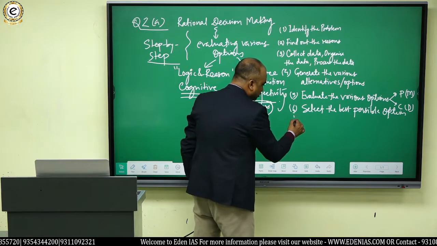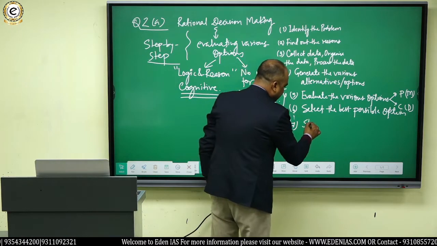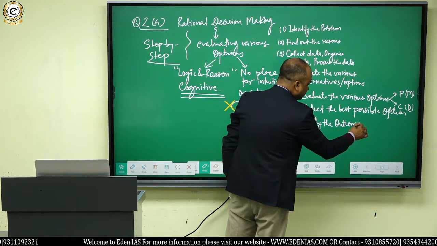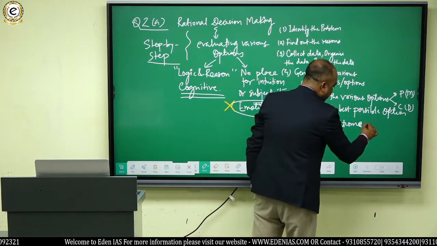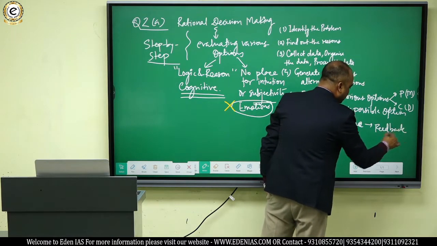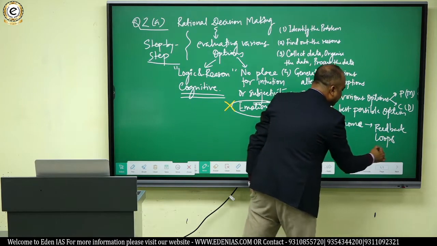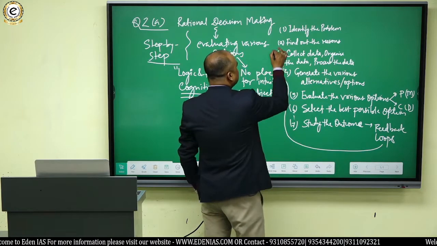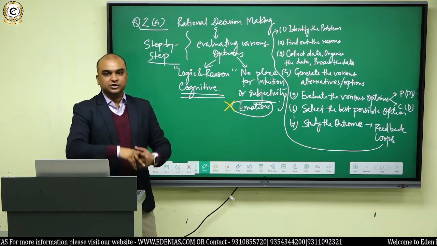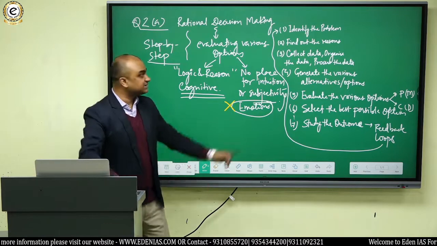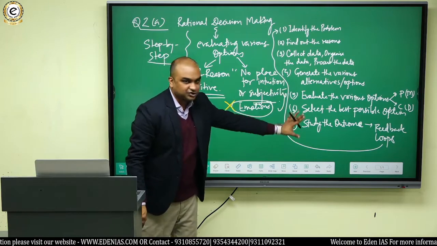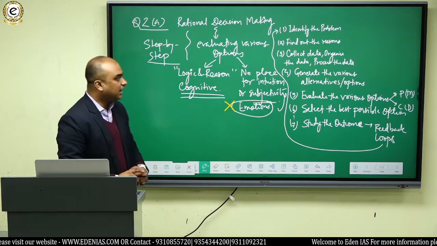Then it does not stop. We study the outcome of our option, and on the basis of this we create feedback loops or feedback mechanisms which helps us in further identification of greater problems, or new dimensions in the same problem. This is how rational decision making actually takes place. Do you understand that?